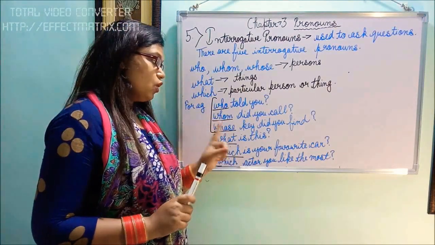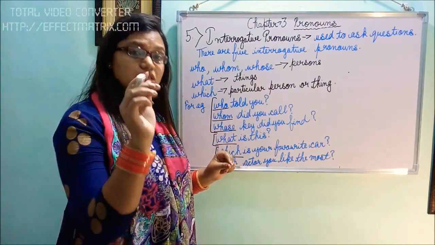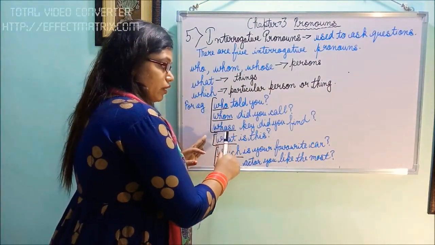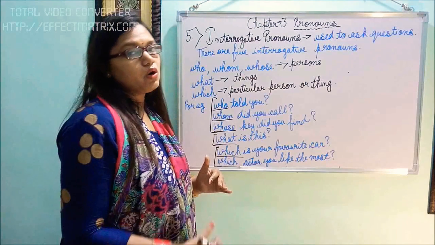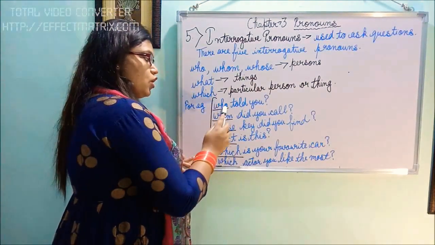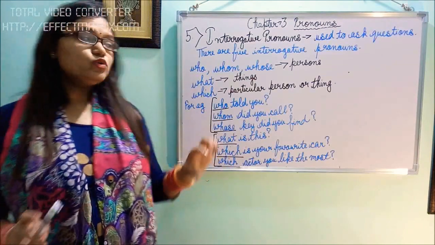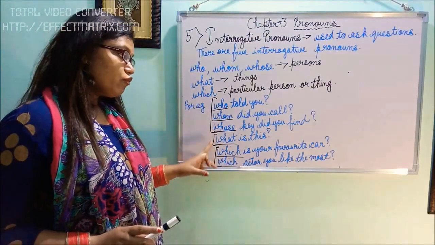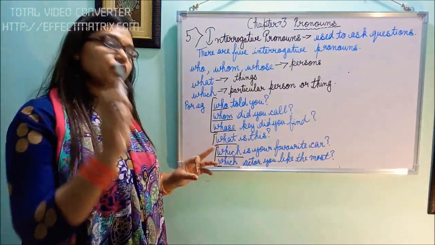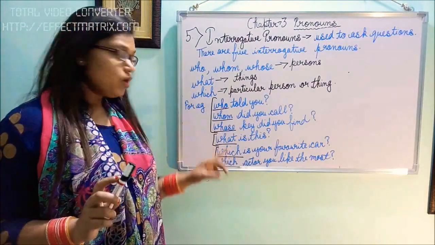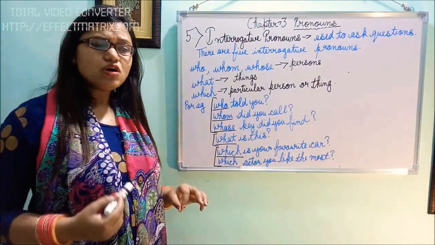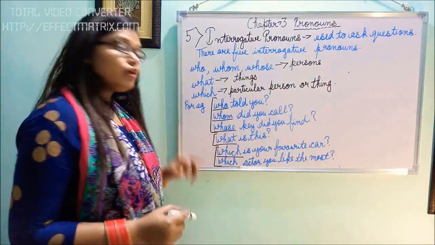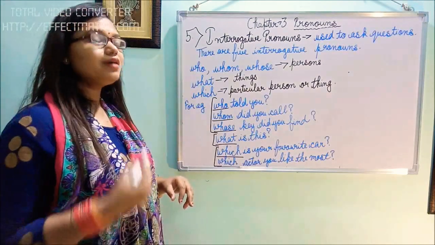Third is whose. "Whose key did you find?" Means the key which you found belongs to someone, right? So whose is also used to ask a question about a person. Understand? So these 3, who, whom and whose, are used to ask questions about a person. Understand? Next is what. What is used only to ask questions about things. Understand? "What is this? What is that?" I will not say "what is you." We will only use "who are you." Understand? What is only used to ask questions about things.